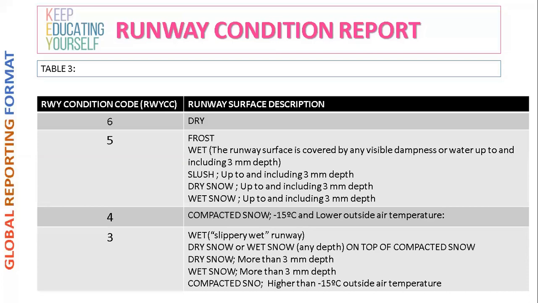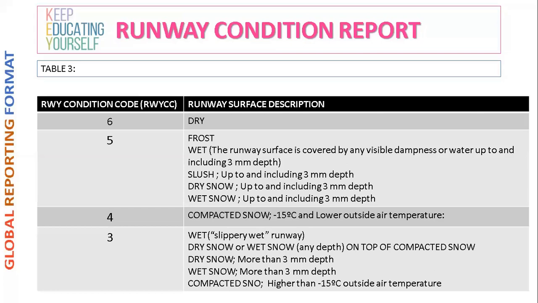Now, if we have compacted snow and the outside temperature is minus 15 degrees centigrade and lower, suppose it is minus 15, minus 16, minus 17, and compacted snow is there, then we have to give runway condition code 4.